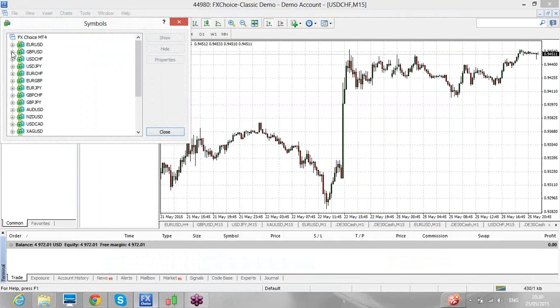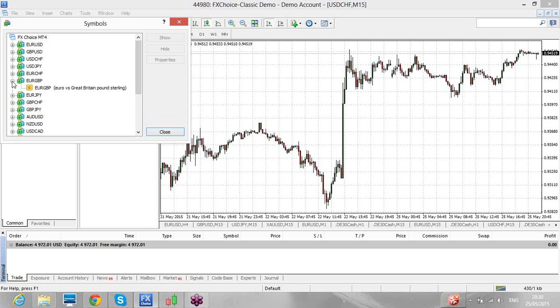Below we have GBP USD, and this is sterling against the US dollar. Below that we have USD CHF, and this is the US dollar versus the Swiss franc. And below that we have the USD JPY. This is the US dollar against the Japanese yen. And below that we have the Euro CHF. So that's the Euro versus the Swiss franc.